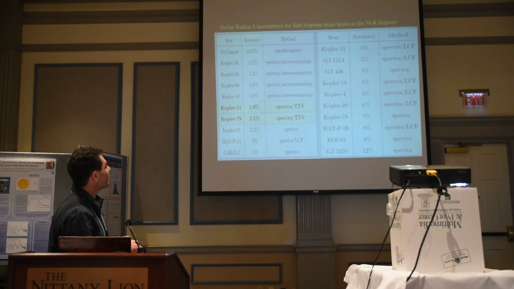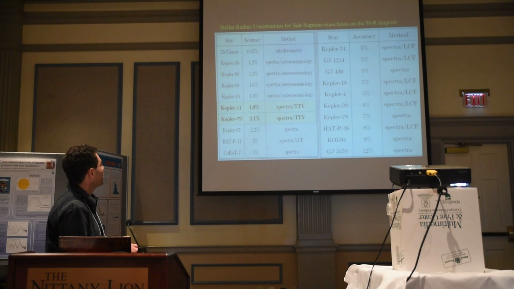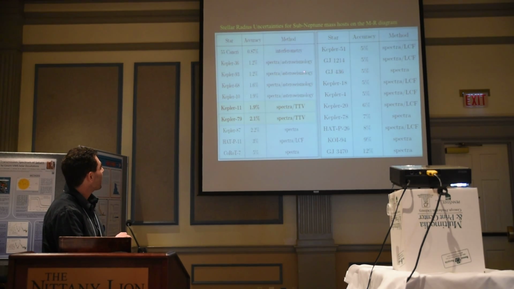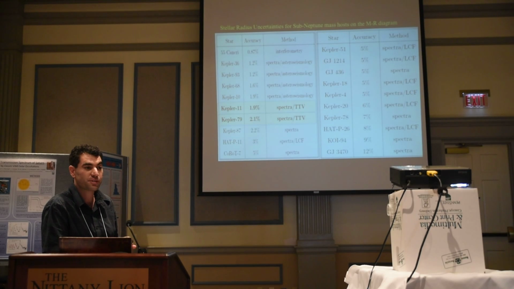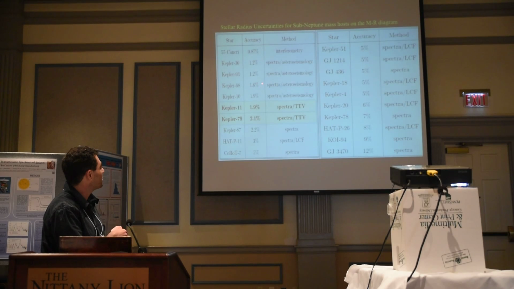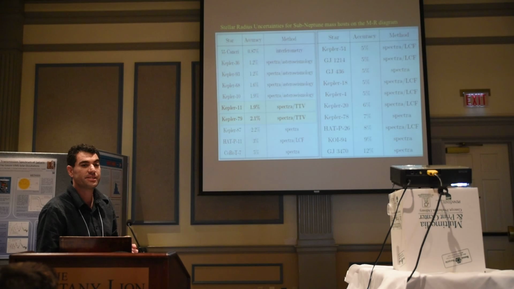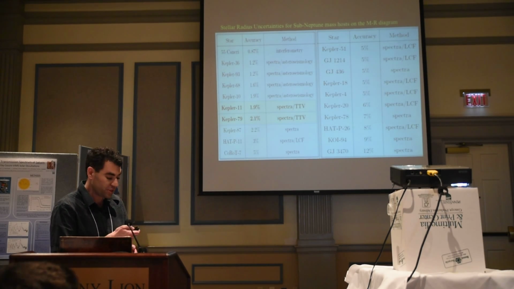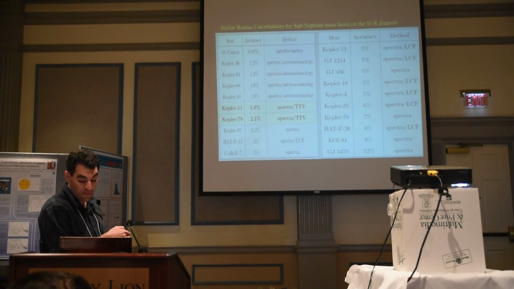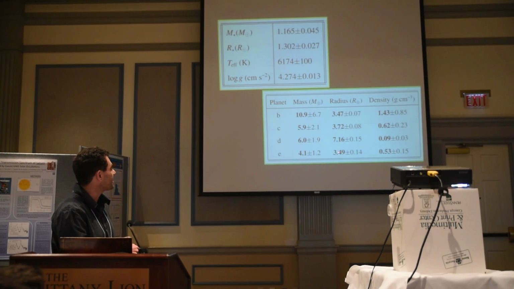And so I have a running rank list here: stellar radius uncertainties for sub-Neptune mass hosts on the mass radius diagram. If you can directly measure the size of the star with interferometry, obviously that's the best thing you can do. In the Kepler field, asteroseismology is a gold standard. There are a handful of stars where we have useful asteroseismology detections, and uncertainty is down to 1 to 2%. But short of that, with our dynamical constraints on the eccentricities with TTVs, alongside light curve analysis and high-resolution spectra, we've got uncertainties on Kepler 11 and Kepler 79 down to just 2%. So we've characterized the star. We're ready to characterize the planets.